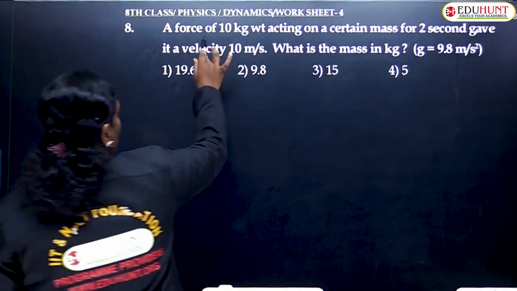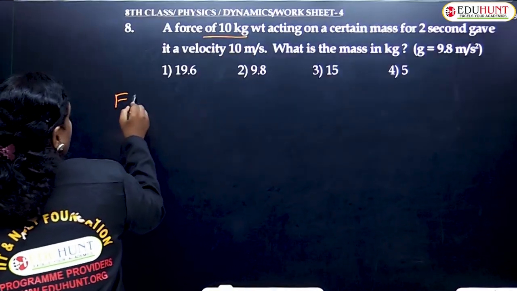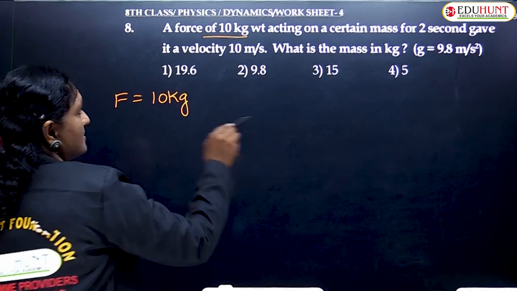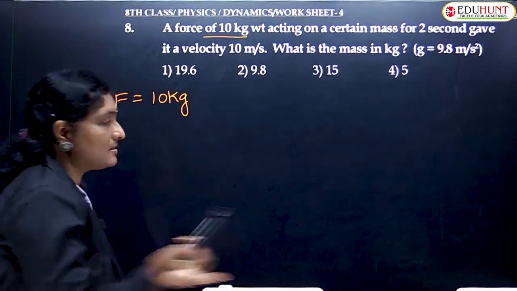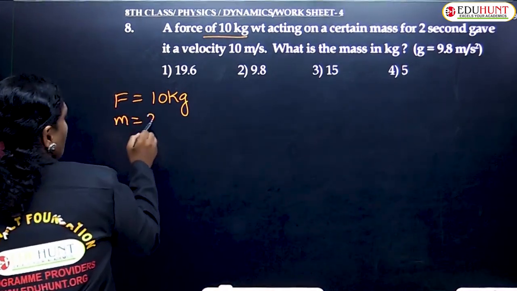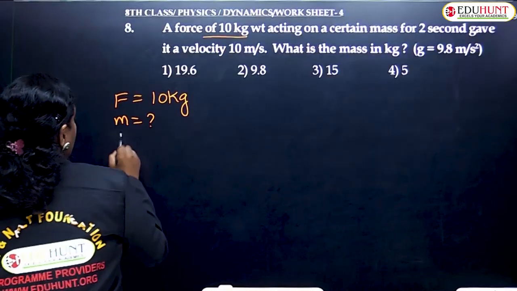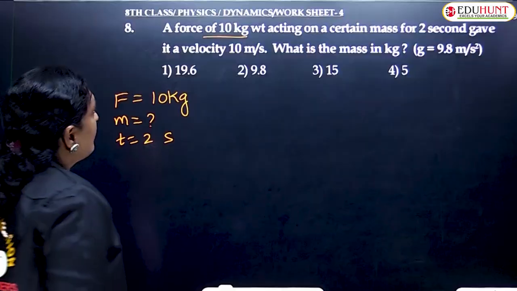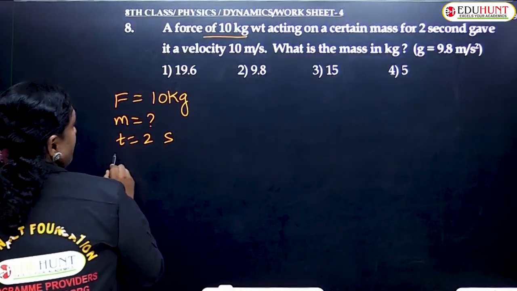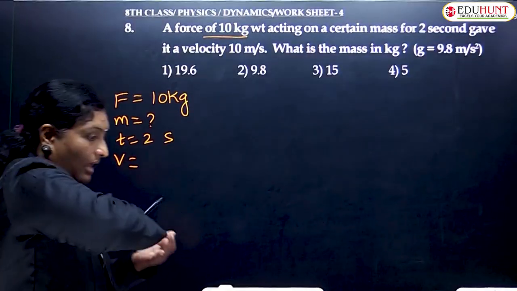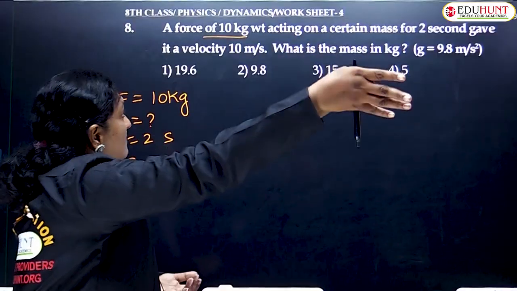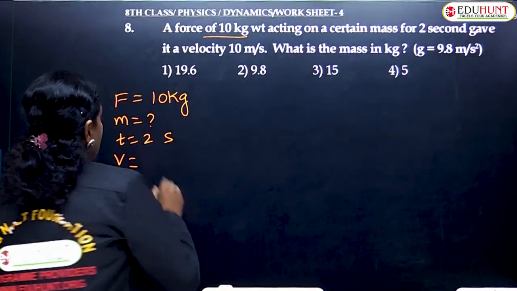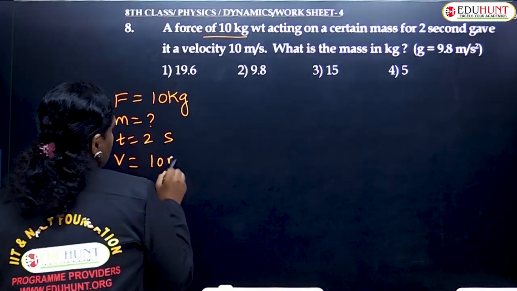So what is given, children? Force. Force how much was given? 10 kg. Acting on a certain mass. Certain mass. So mass is unknown here. Time given is how much? 2 seconds. It gave velocity 10 meter per second. That means after applying force, the velocity gained was 10 meter per second. But initially, no velocity, rest condition. So final velocity was given as 10 meter per second.